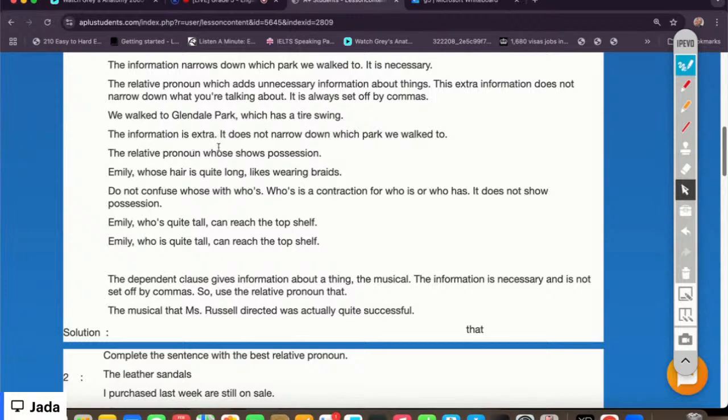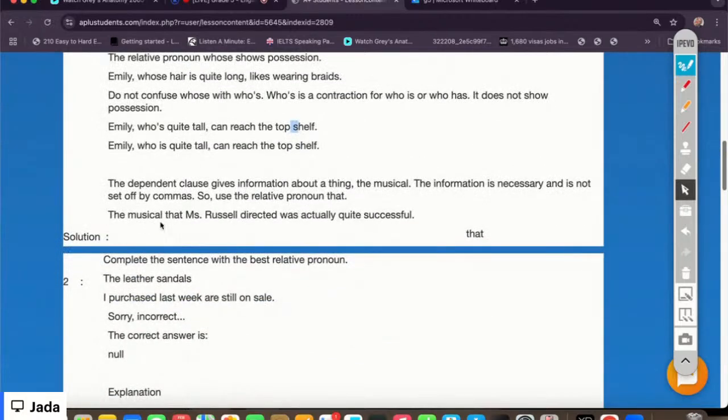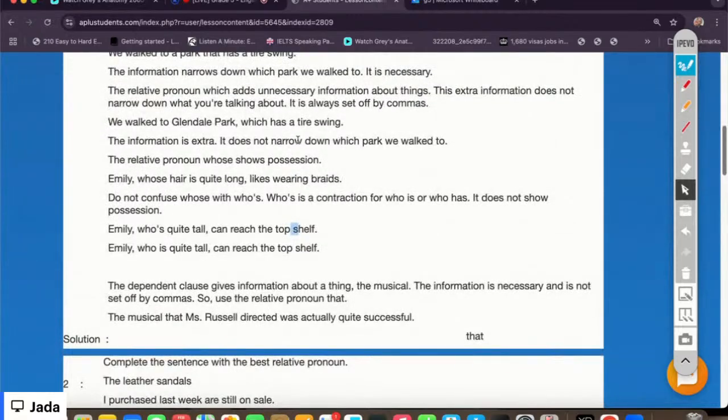And then the relative pronoun whose shows possession. Emily, whose hair is quite long, likes wearing braids. Do not confuse whose with who is. Who's is a contraction for who is, or who has. Take note of that. It does not show possession. Emily, who is quite tall, can reach the top shelf. So you have to take note that whose shows possession. So that's this one. This one shows possession.